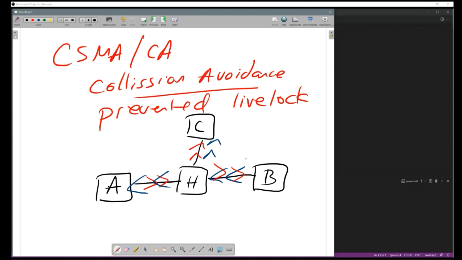So you can think about it like two people trying to get out of each other's way. Two people are blocking each other, and they both take a left step at the same time, and then they take a right step at the same time, and they still are blocking each other. So that is the issue of live lock.